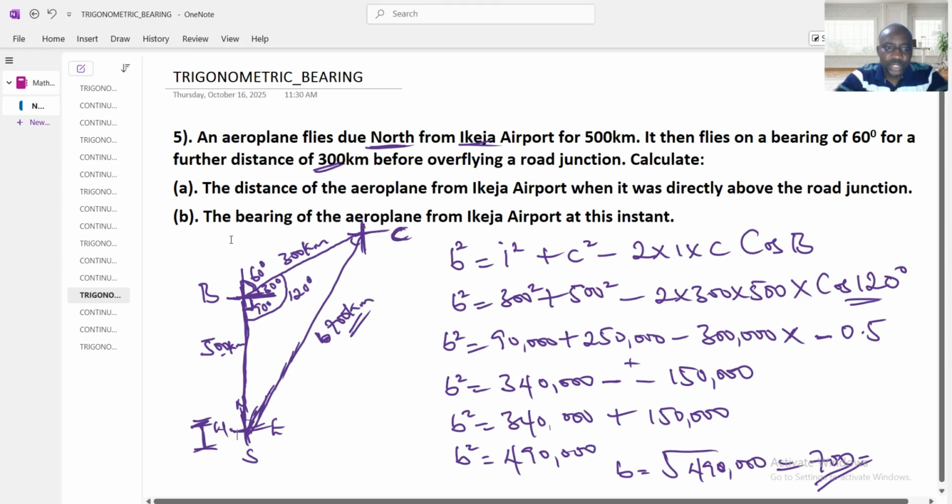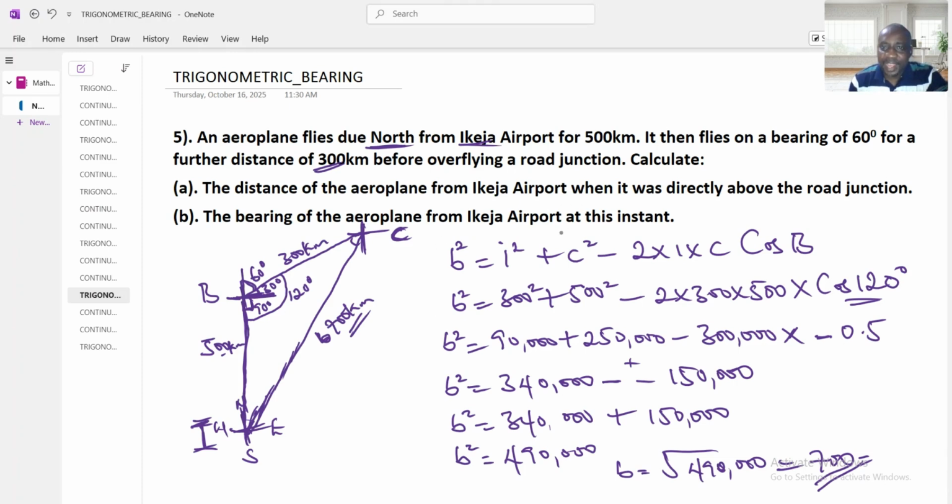Now, the next question says, the bearing of the aeroplane from Ikeja Airport at this junction. It means that the bearing we draw from Ikeja to where the aeroplane presently is, at point C, which means from here to here, we are trying to look for the angle here. That's the angle that question B is asking us for.